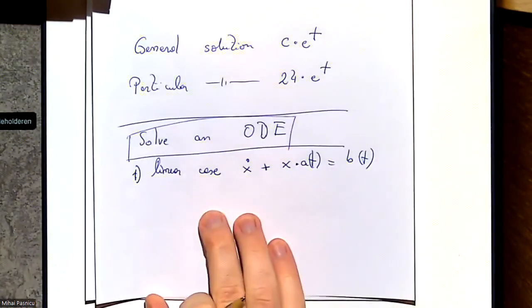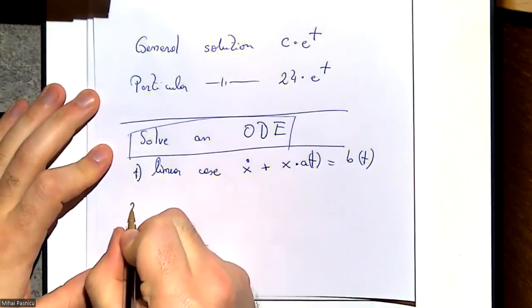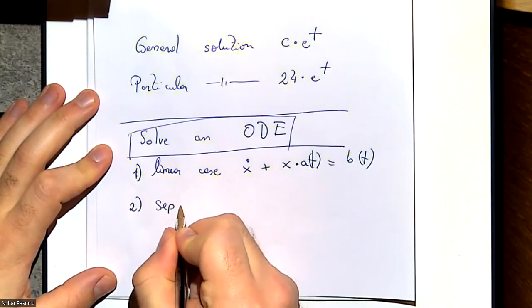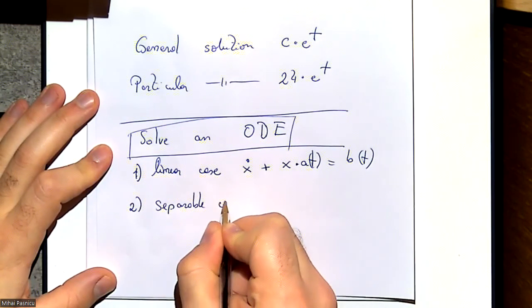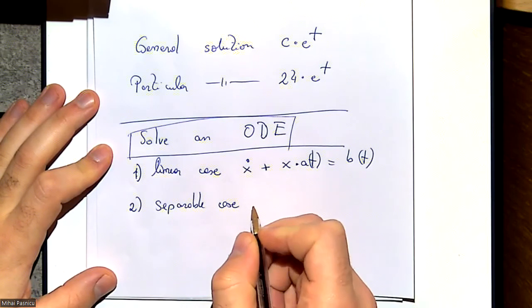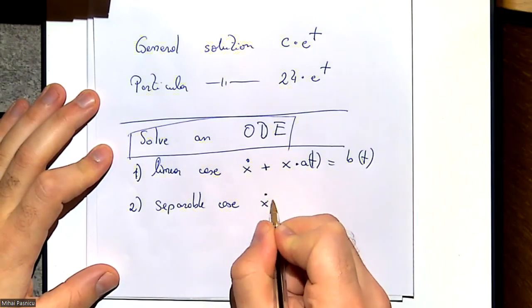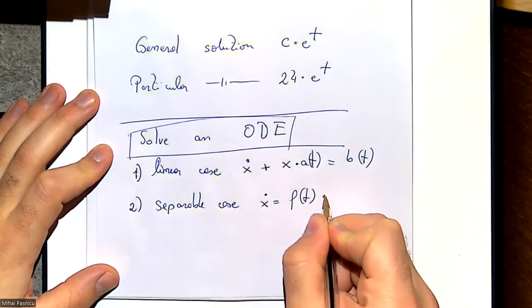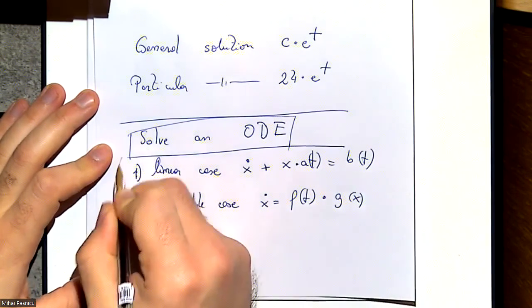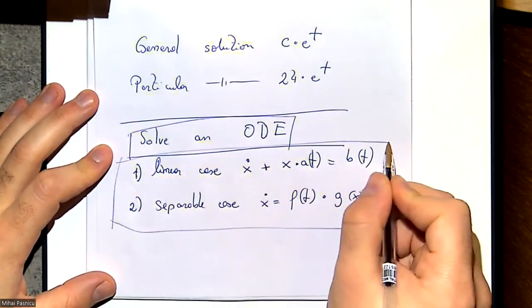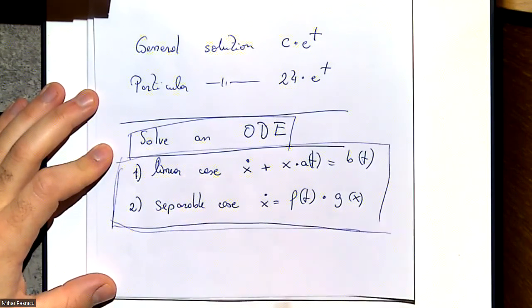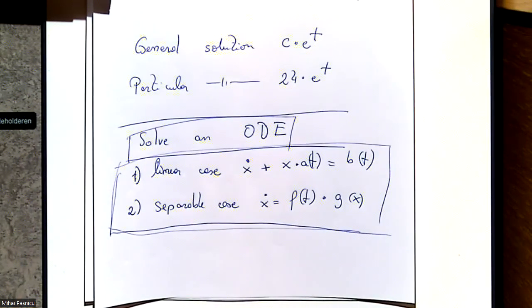So this is the linear case. And then there's the separable case, in which you have x dot is equal to f of t times g of x. These are the only two cases you are going to learn in this class. And I am going to assume that they look very, very different, like you can't really mess them up. Hopefully not.